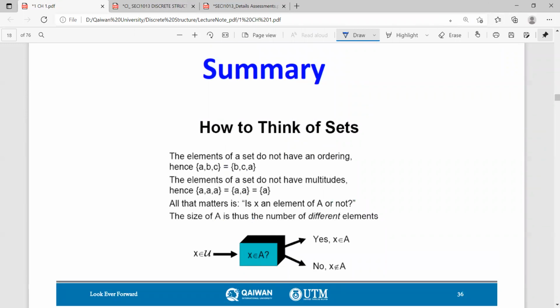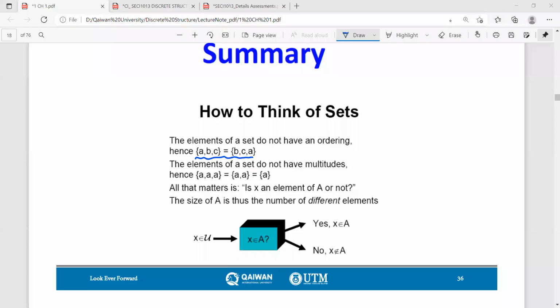Also, as a summary, we talked about sets, and we said ordering is not important in representing a set. We must have no repeated elements in the set. As I said, if we have repeating elements, we must remove the repeating ones.